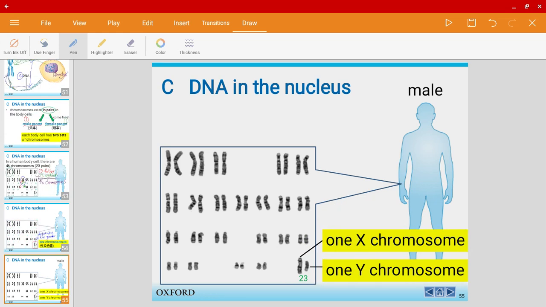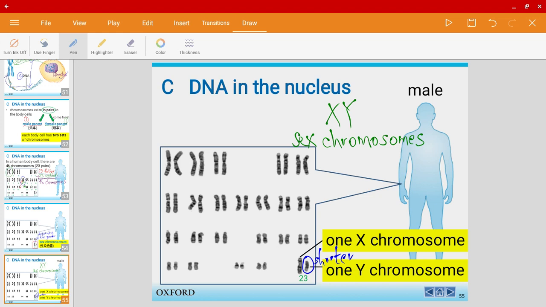So let's have a look. How can we know? A male person would have one X chromosome and one Y chromosome. If you notice, the X chromosome is a bit longer, whereas the Y chromosome on the right is shorter. So what we say is a male would have XY sex chromosomes. Okay?